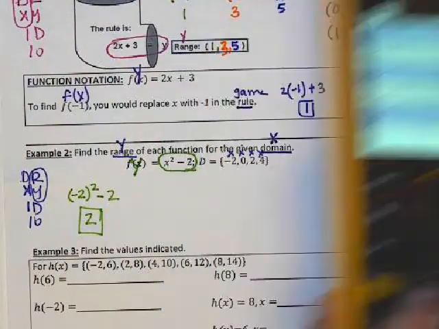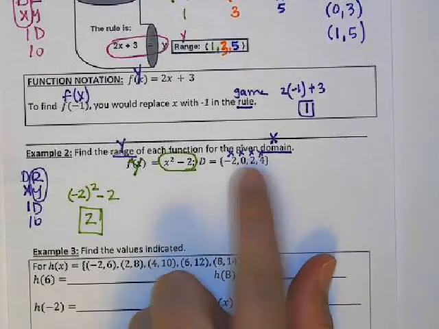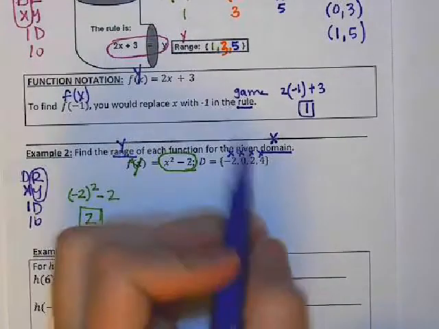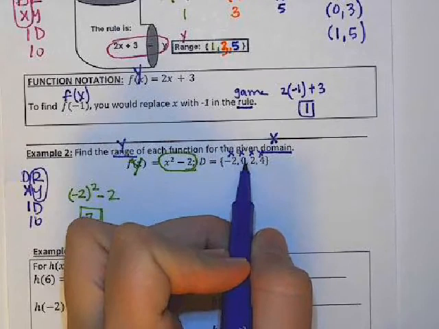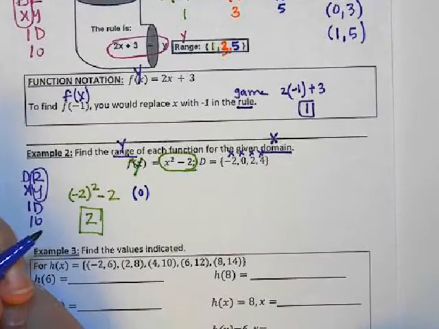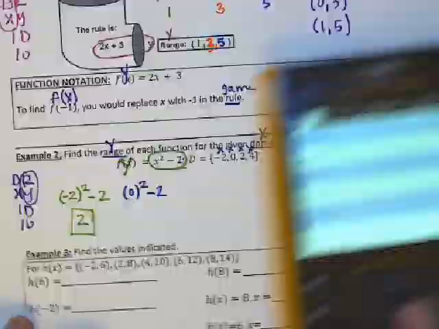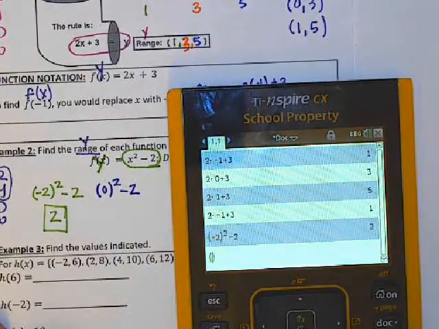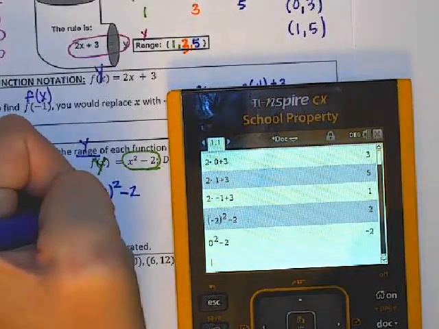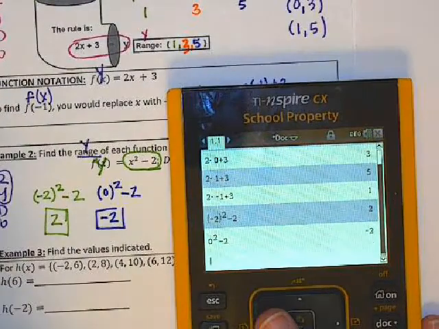And how many times do I have to do that? 4 times because I have 4 x's. Okay? So then I take my next x. I say, okay, 0, go take x out of the game. So I take 0, I put parentheses around him, square him, minus 2. Now he's in the game. And I say 0 squared minus 2 gives me -2. So that's my next y. And I got to do this 4 times.